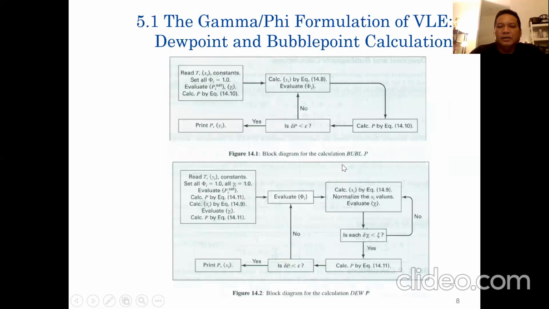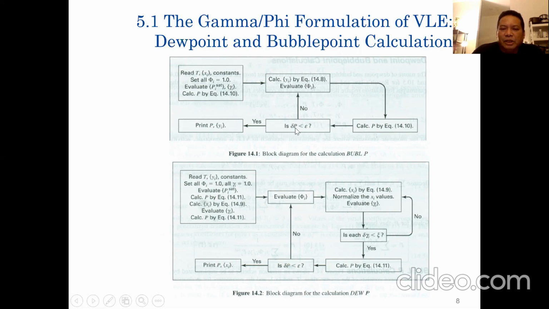So this is the procedure to find the pressure. This is a block diagram for the bubble pressure P calculation. We get all the parameters here. We evaluate P saturated and this, and calculate P using equation 14.10. We calculate the yi, and then evaluate the phi. Then we calculate P again using equation 14.10, and we need to find the difference of the pressure.